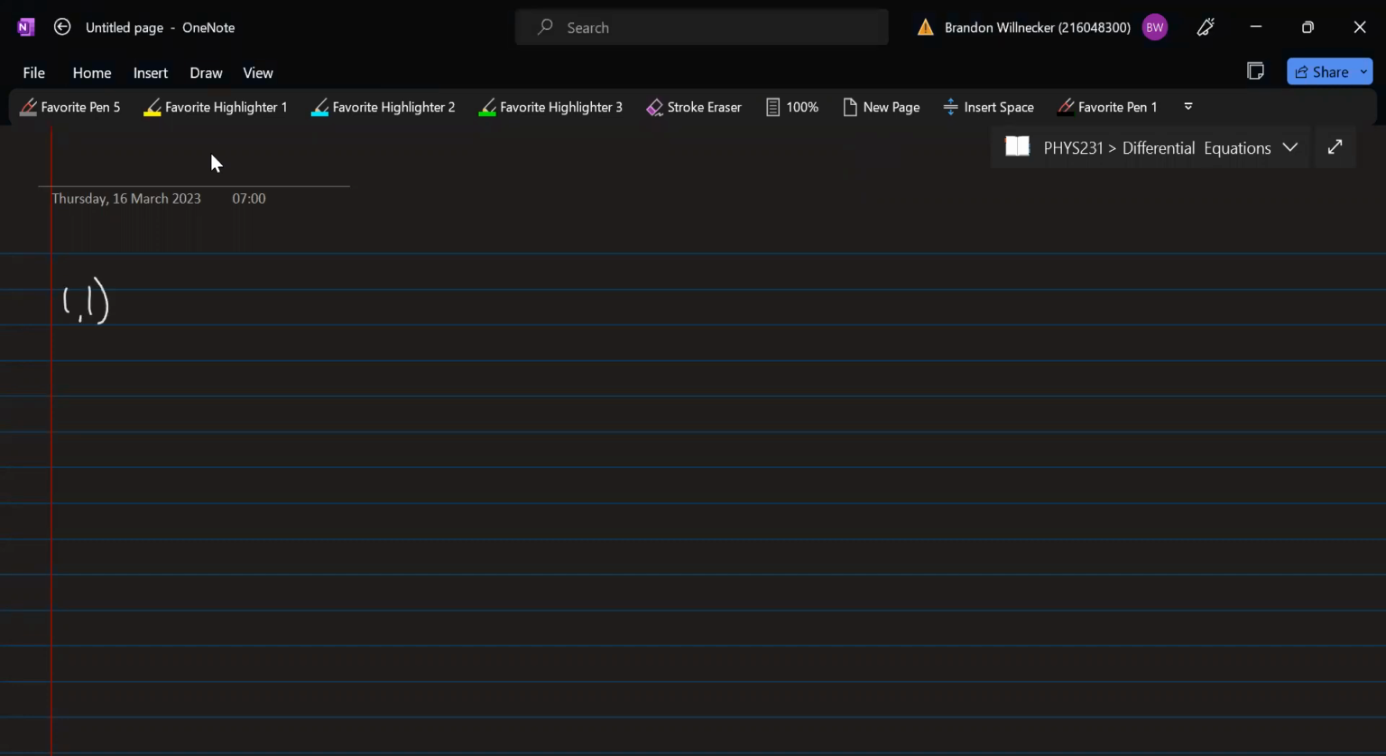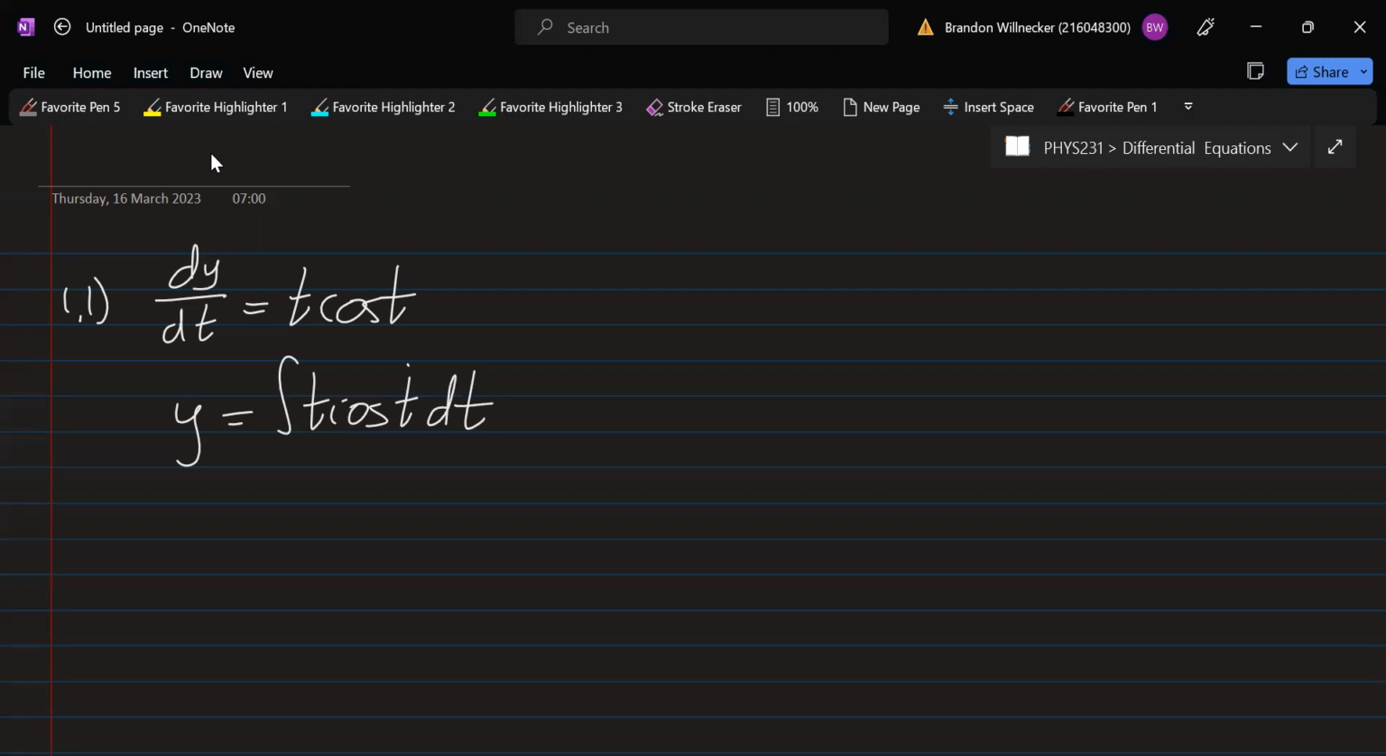So 1.1, we have dy by dt is equal to t cos t. And we know that we can just directly integrate because the right-hand side has no y dependence. So we can integrate the left-hand side to get y, and we can just integrate the right-hand side. But since it's a product of two functions, we're going to have to use integration by parts.